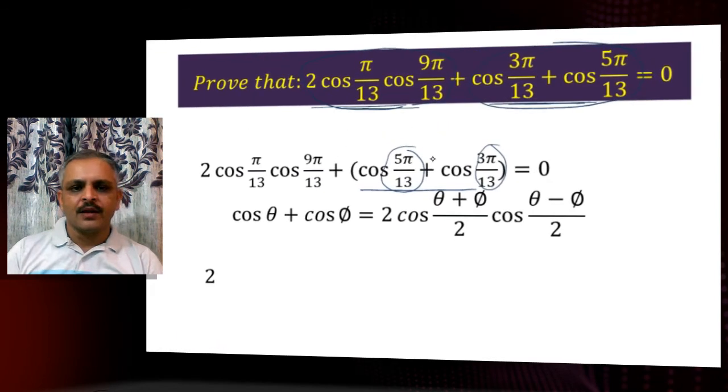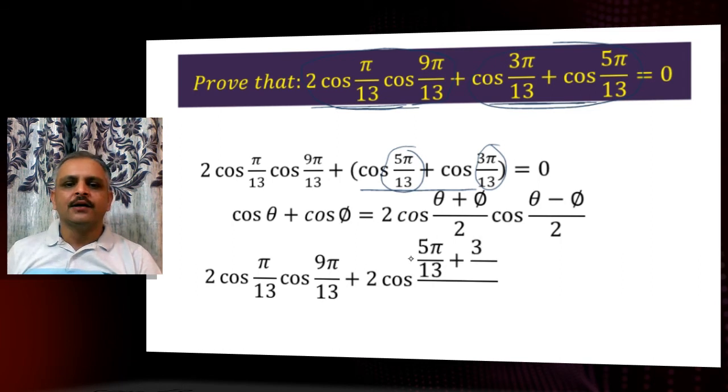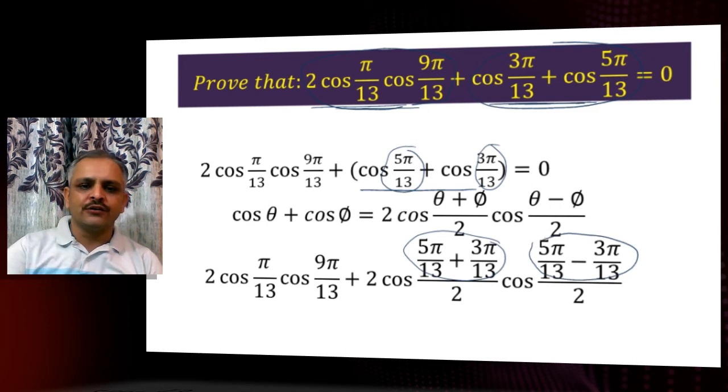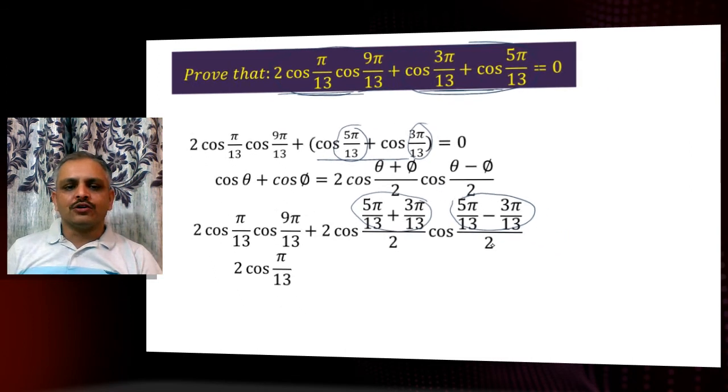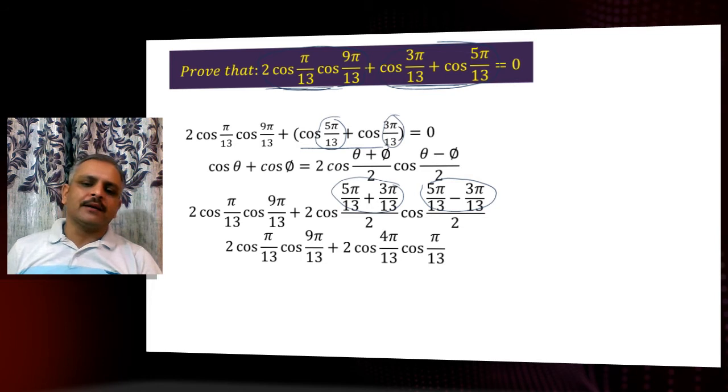So it becomes 2 cos pi by 13 cos 9 pi by 13 as it is, and then apply this identity. So it becomes 2 cos of (5 pi by 13 plus 3 pi by 13) by 2 and cos of (5 pi by 13 minus 3 pi by 13) by 2. On simplification you will get 8 pi by 13 by 2 and 2 pi by 13 by 2, which is equal to 2 cos pi by 13 cos 9 pi by 13 plus 2 cos 4 pi by 13 cos pi by 13.